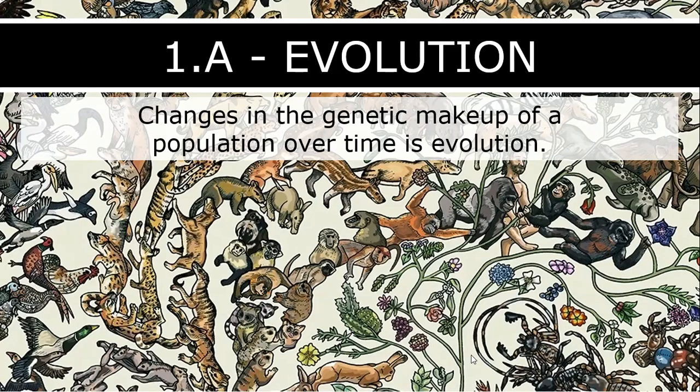All right, so now we're going to start moving into evolution. And so, evolution, if you were to just boil it down and give it one simple definition, would just be changes in the genetic makeup, so in the genetics of a population over time. And so, it's very important that we realize that anytime we're using the term evolution, we are referring to a population. We are not referring to an individual.